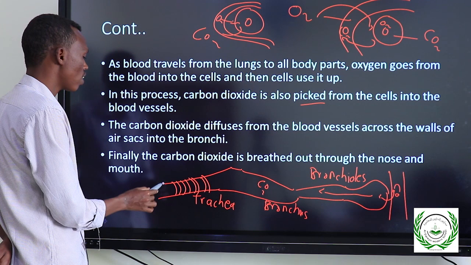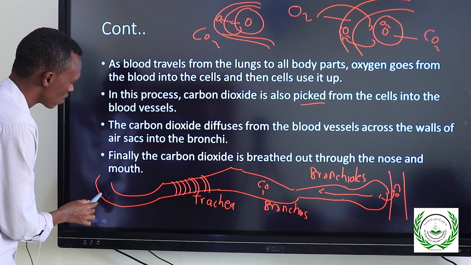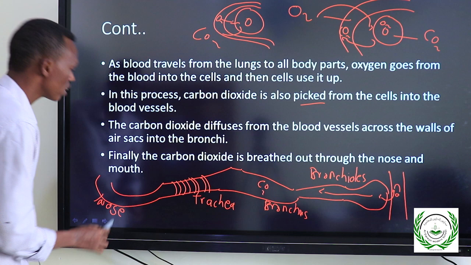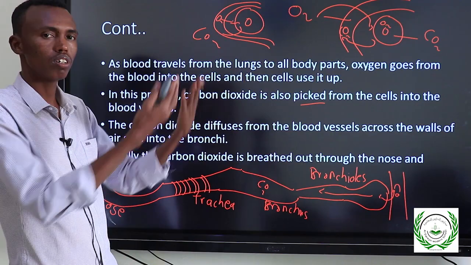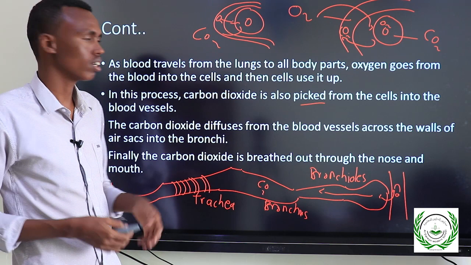Then finally, nasal cavity. Okay? Among the nose, let's say the nose. Then we breathe out that carbon dioxide. That's what it means. Finally, the carbon dioxide is breathed out through the nose and the mouth. But mainly we breathe out, we exhale the carbon dioxide from the body, okay, in this case, okay.